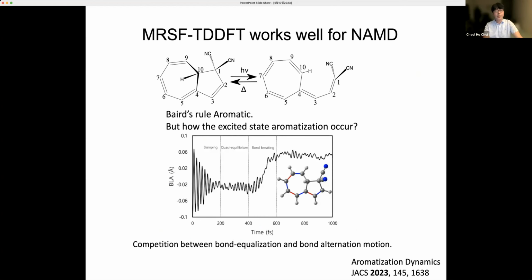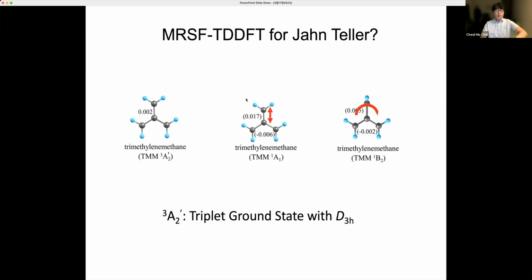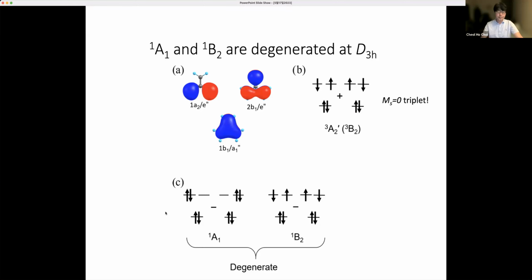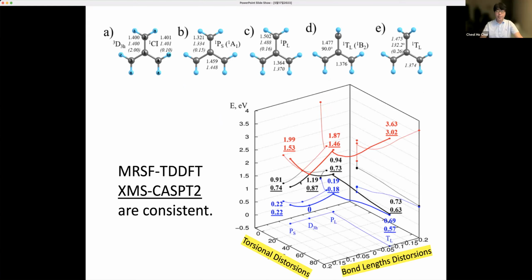Okay, maybe I need to skip a couple of slides, and because this is Jahn-Teller, I need to say something about Jahn-Teller. We also tried Jahn-Teller here, TMM, a very simple system, where the triplet is the ground state and the two singlets are degenerate. This blue curve represents the triplet, so at the high symmetry D3h, this is the global minimum. But the two singlets have a conical intersection right here, and that is correctly represented.